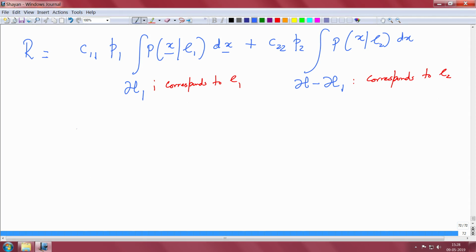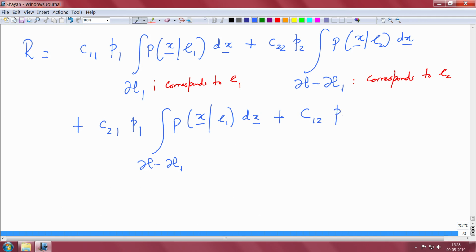Okay. Now, we do the rest. It is going to be C21 times P1 times this integral of P of x given C1 dx, and this is over H minus H1, because it corresponds to H2, plus C12 times the priori P2 times the integral of this conditional density given class C2 over the space H1.